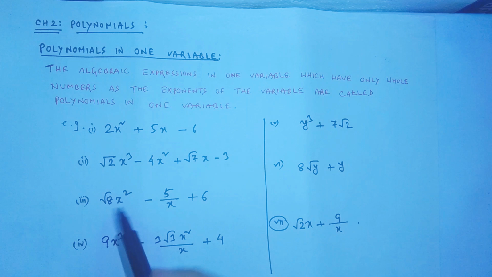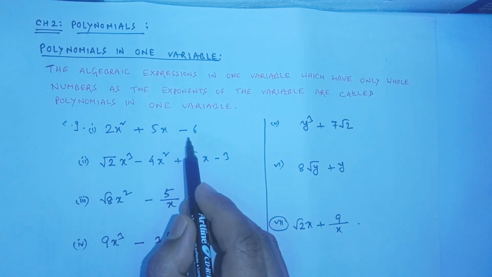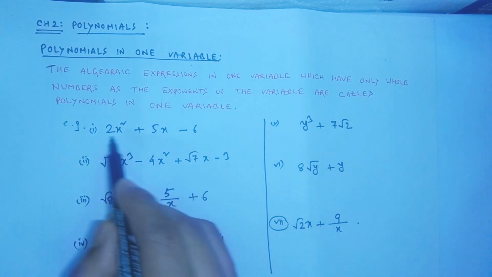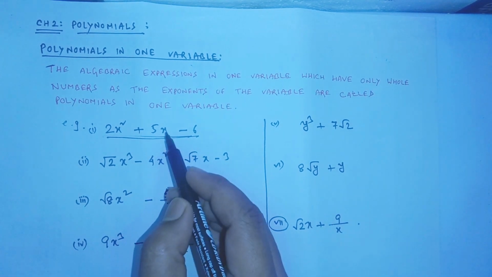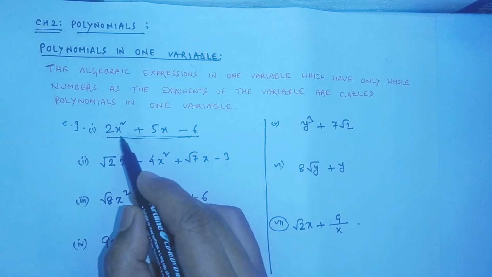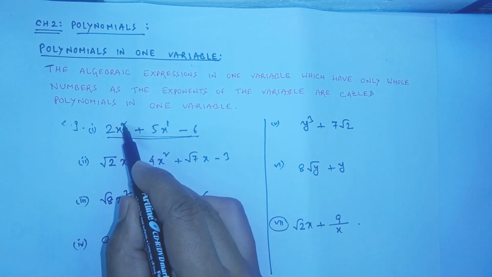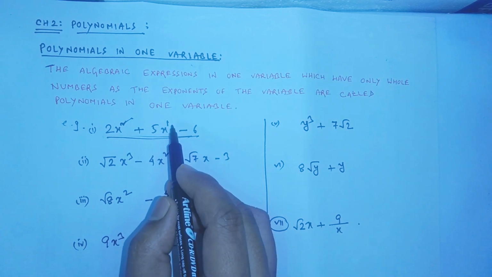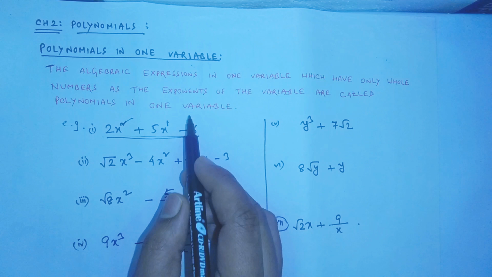See here. First of all, look at this example, 2x square plus 5x minus 6. First thing is satisfied, it is in one variable. Second, you must now see the exponents of the variable. The variable is x, here the exponent is 1, here the exponent is 2. So both the exponents are whole numbers, positive, including 0. Whole numbers means 0, 1, 2, 3, etc.